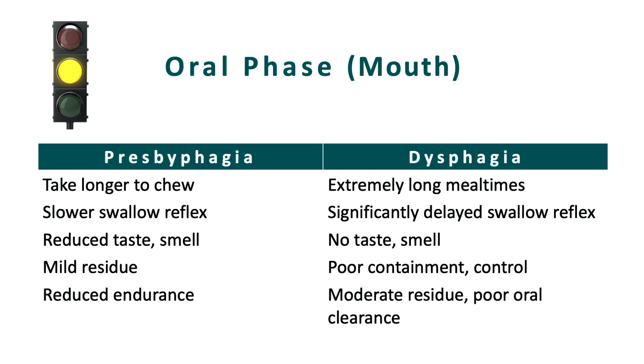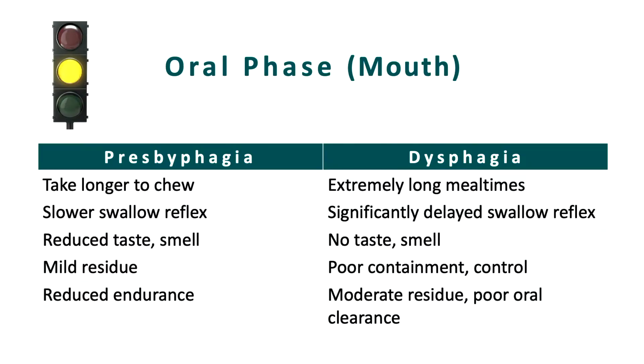All right, so looking first at the oral phase and what happens with presbyphagia, that aging swallow, right? People with presbyphagia tend to take longer to chew. Oftentimes this is due to changes in our dental status. Maybe we have missing teeth or our dentures are poorly fitted, and that can make it very complicated and difficult to chew and manage the food in the mouth.